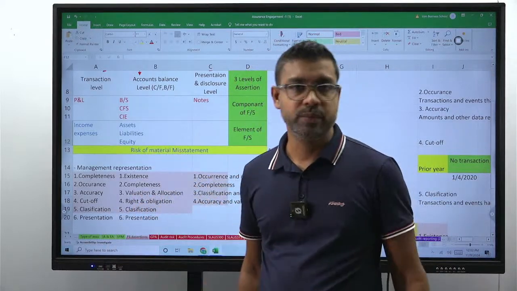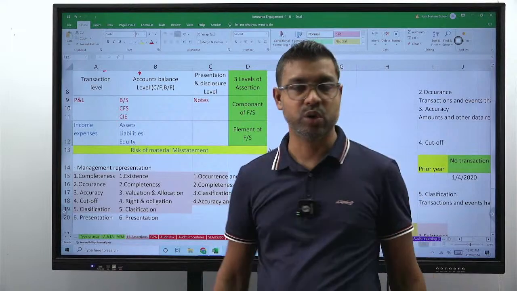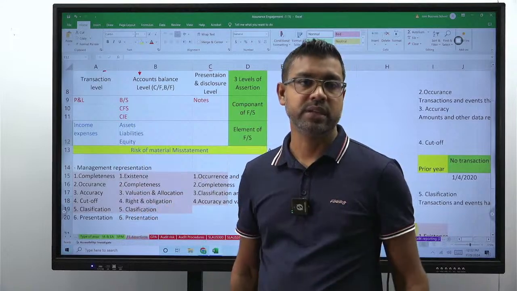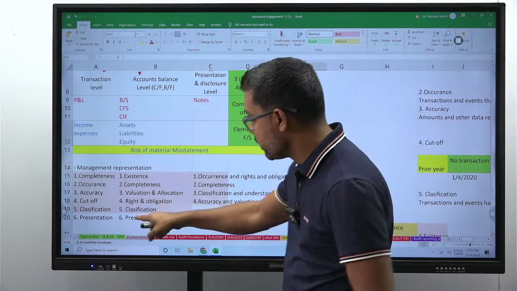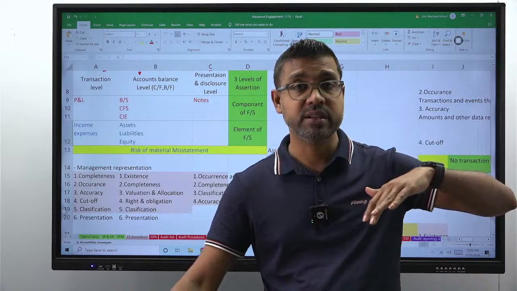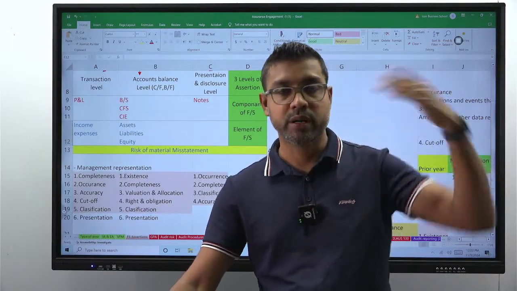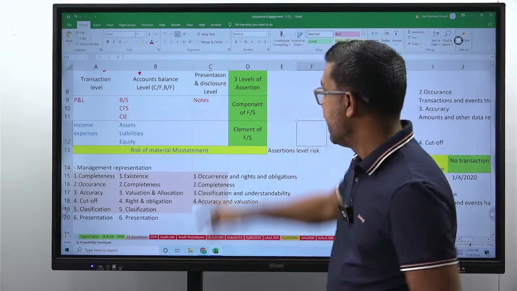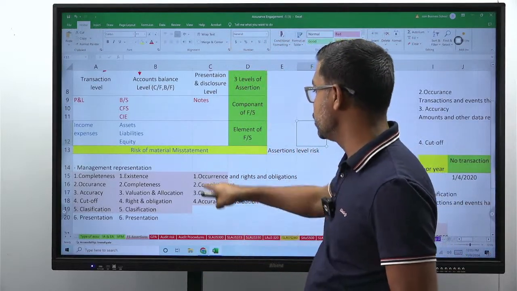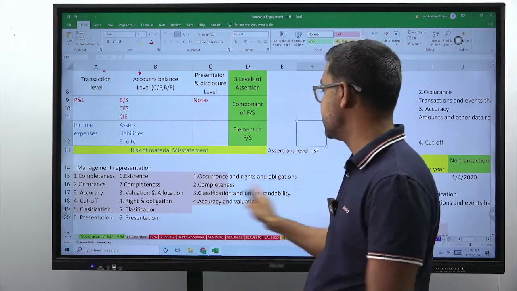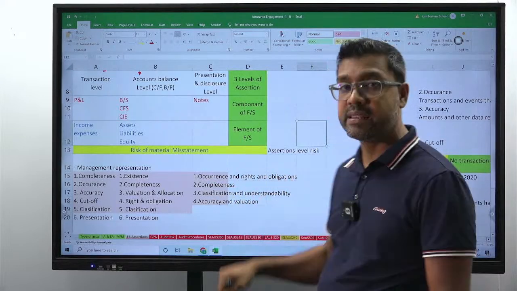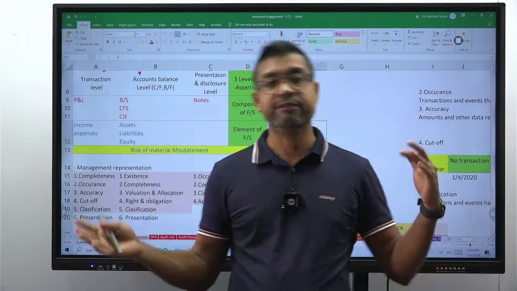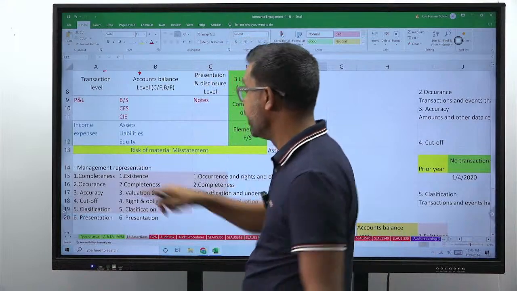Classification, again we went through this under transaction level also. Account balances are properly classified into the real chart of accounts, and in the balance sheet there should also be proper presentation, non-current and current classification, and long-term and short-term classification. When it comes to presentation and disclosures, you can see occurrence, rights and obligations, completeness, classification, and another new one, understandability. You should prepare the statements in a way that everyone can understand properly.